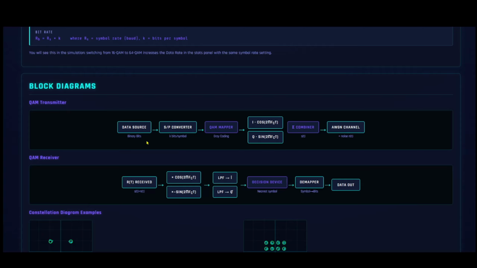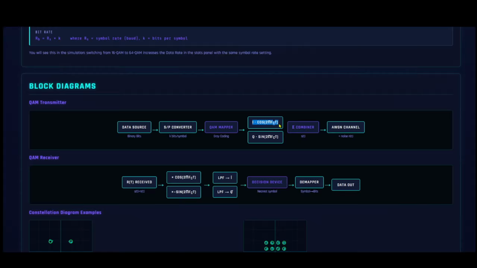Data source. This generates binary bits like zeros and ones, and then the serial to parallel converter. As we know, QAM sends multiple bits per symbol. So in the serial to parallel converter, we group bits. For example, let's take 16 QAM. 4 bits are grouped per symbol, and then the QAM mapper. It is the most important block. It maps each bit group into a constellation point. Gray coding is used so that adjacent symbols differ by only one bit. It reduces the error probability.